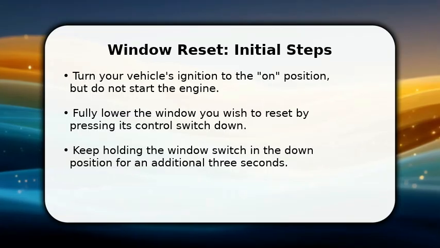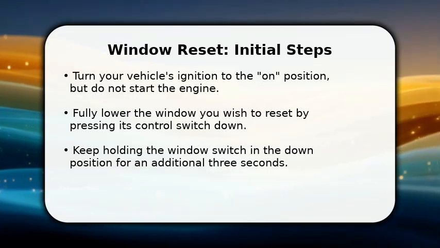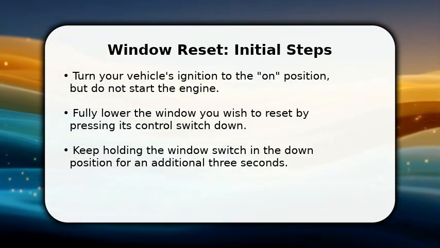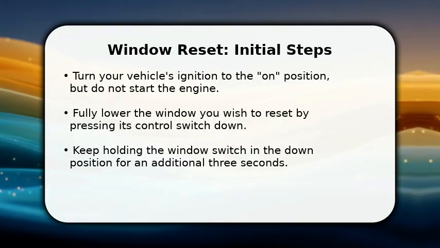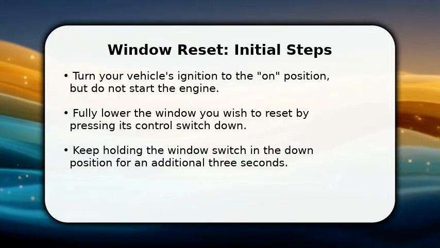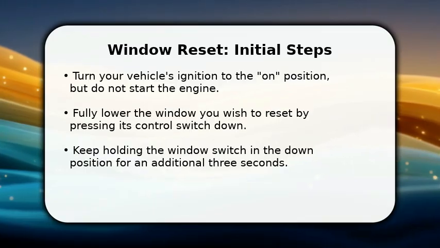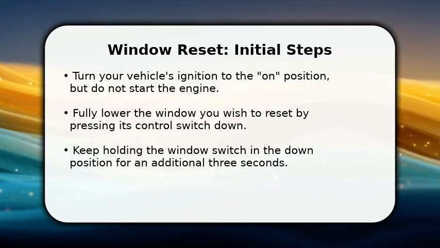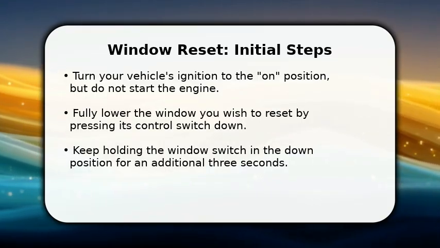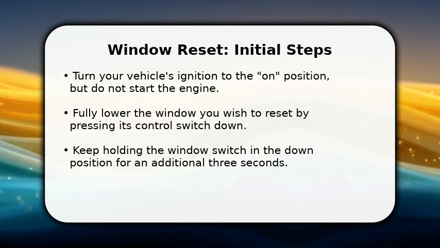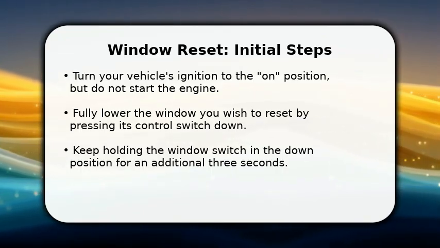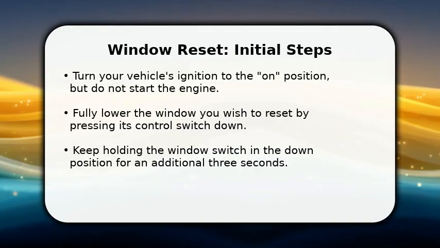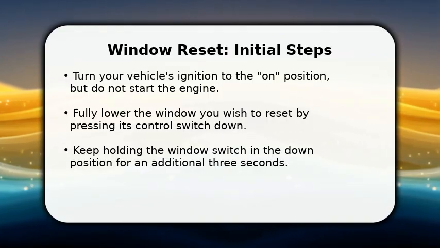In this video, I will explain how to reset your Subaru Outback window. First, ensure your vehicle's ignition is in the on position, but do not start the engine. Next, fully lower the window you need to reset by pressing and holding its control switch down. Once the window is completely open, continue to hold the switch down for an extra 3 seconds. This initial step prepares the windows system for recalibration.